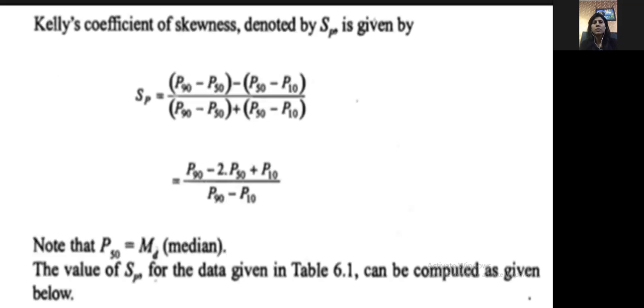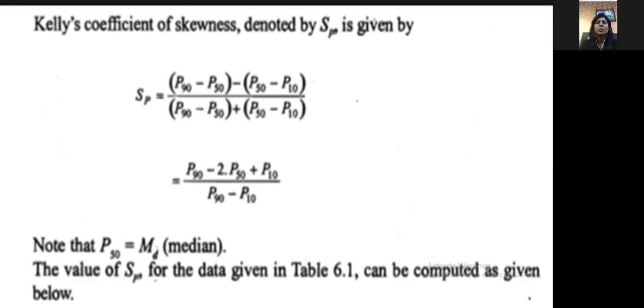So let's have the formula of the measure of skewness. Kelly's coefficient of skewness is denoted by the symbol SP, where P shows the percentile. Firstly, we have to calculate three percentiles: P90, P50 and P10. The difference of P90 and P50, and the difference of P50 and P10 are taken, and the difference is also used in the denominator. The formula is SP equals P90 minus twice P50 plus P10, divided by the difference of P90 and P10. This P50 is the median.